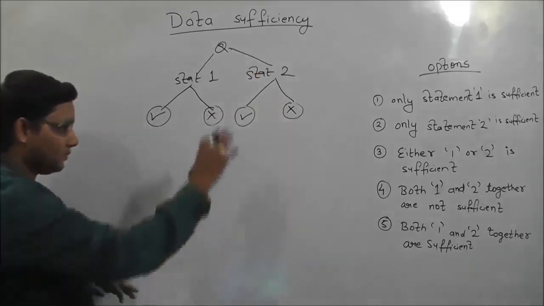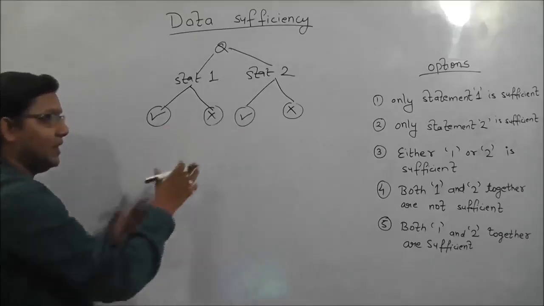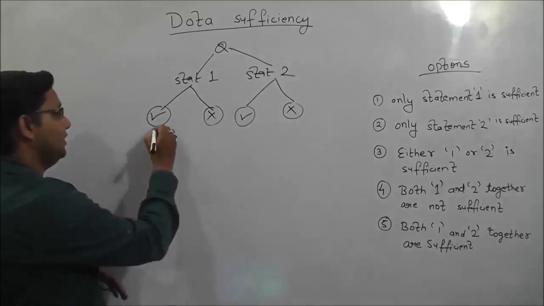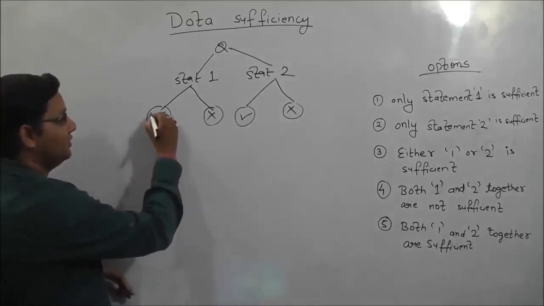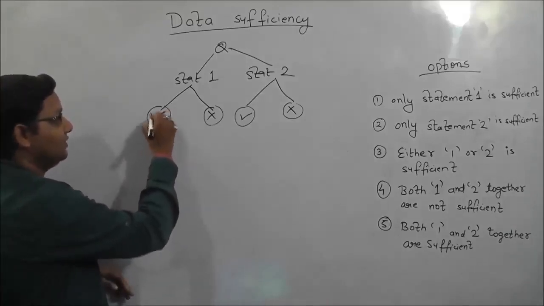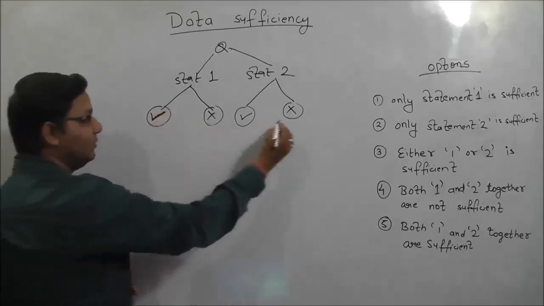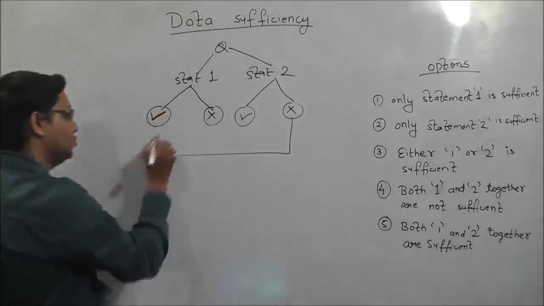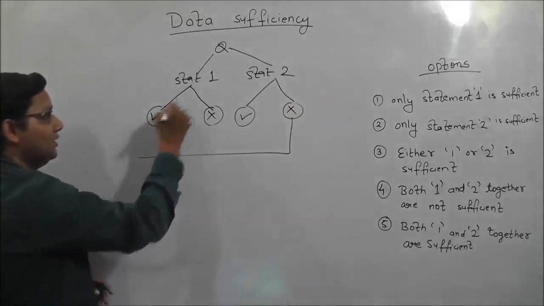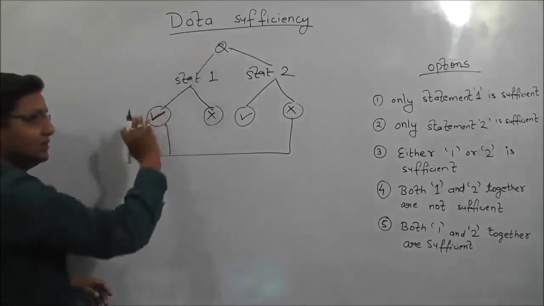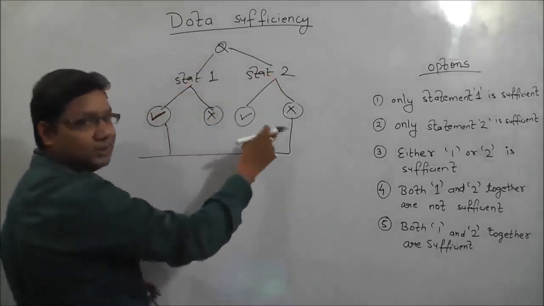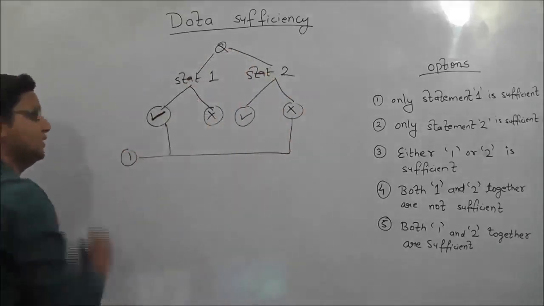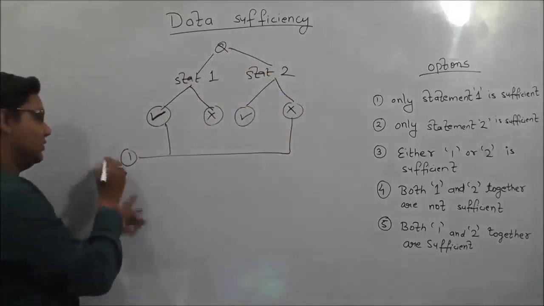Now we have to understand what will happen to get each option correct. If we can get the answer from the first statement, and we cannot get the answer from statement 2, then statement 1 is giving the answer of the question alone, and statement 2 is not able to give the answer. It means option 1 is correct, so we have to mark option 1.